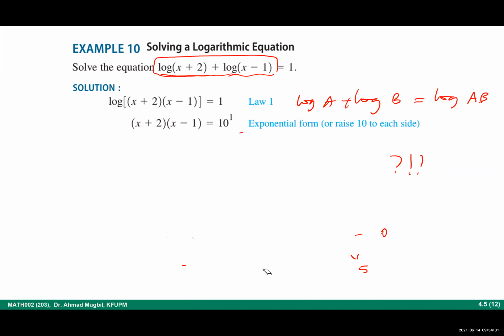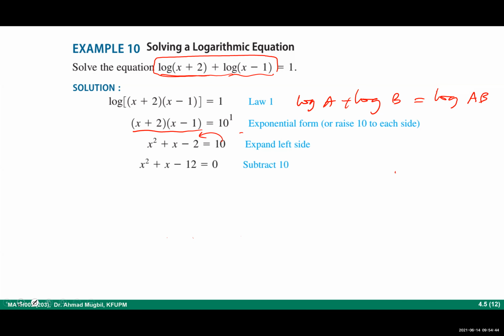Now, what we should do in this case is expand here. Multiply x plus 2 by x minus 1, and then move 10 to here. Now you have x squared plus x minus 12 equals 0. And this is a quadratic equation. Factor it if you can, and I think it is so easy to factor. If you cannot factor it, you can use the quadratic formula, but no need. It is x plus 4 times x minus 3. Check your factoring before going further.